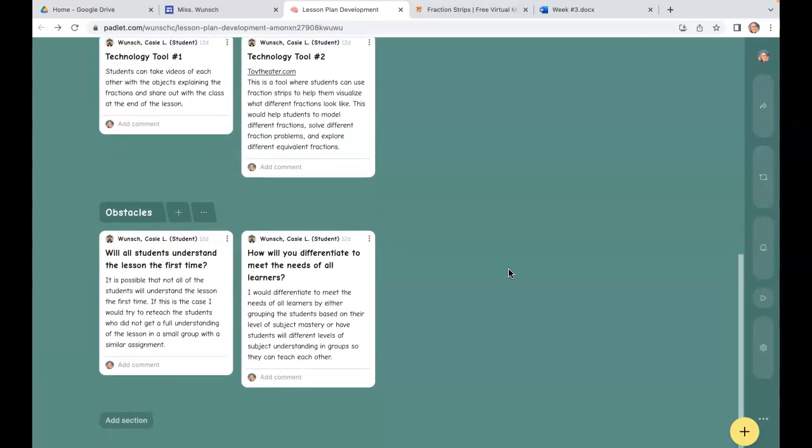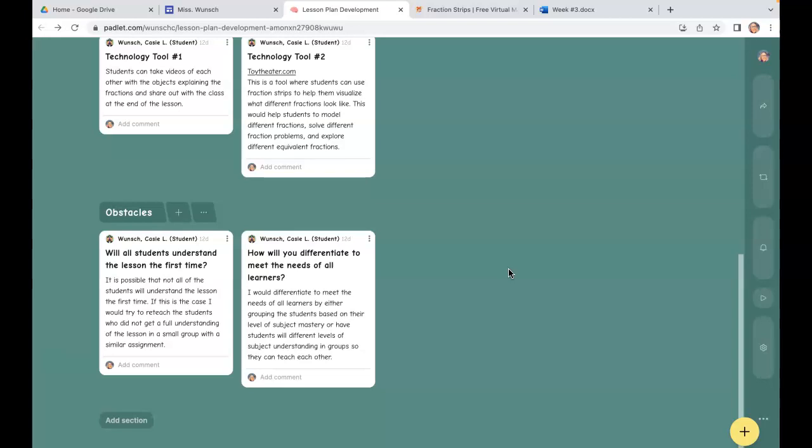For the obstacles, it is possible that not all students will understand the lesson the first time. If this is the case, I would try to reteach the students who did not get a full understanding of the lesson in a small group with a similar assignment. And then how I will differentiate the needs of all learners, I would group the students either based on their level of subject mastery or have students with different levels of subject understanding in groups so they can help teach each other.